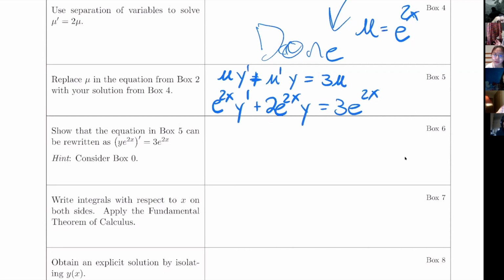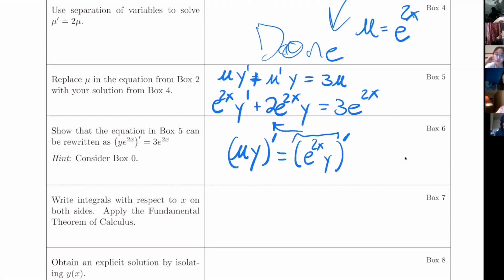So all I'm doing now is plugging in the expression for mu that we found in the previous step. And now you can see that the left side of this differential equation we have now made into something that comes directly out of a product rule. That whole left side now looks like e to the 2x times y, derivative. If I took the derivative of this thing, you can check that you would exactly get back the left side in the previous step.